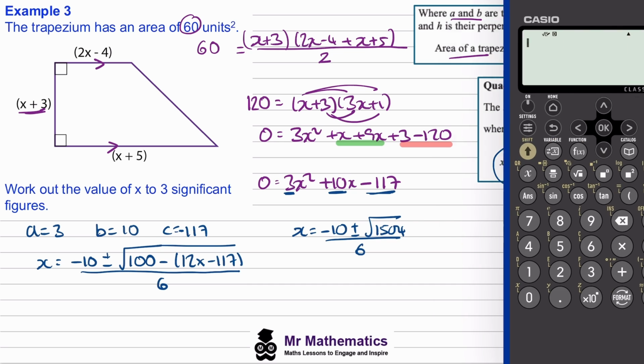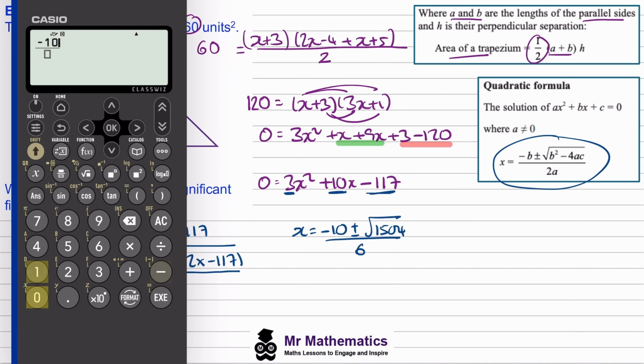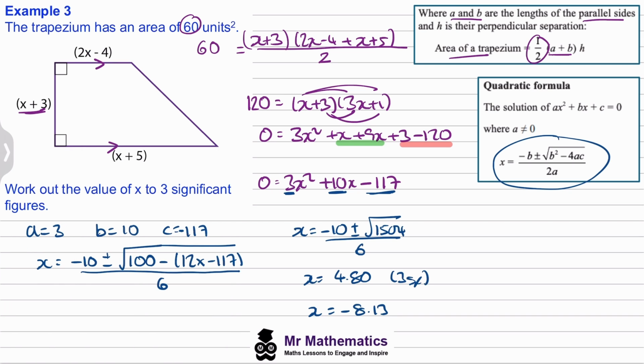We can work this out on our calculators. We'll divide that by 6, convert it to a decimal, and we get x is equal to 4.80 to 3 significant figures. We'll try the negative solution, and x is negative 8.13. But again, we know this cannot be a solution because that would give us a negative length here and here. So x works out as 4.8.